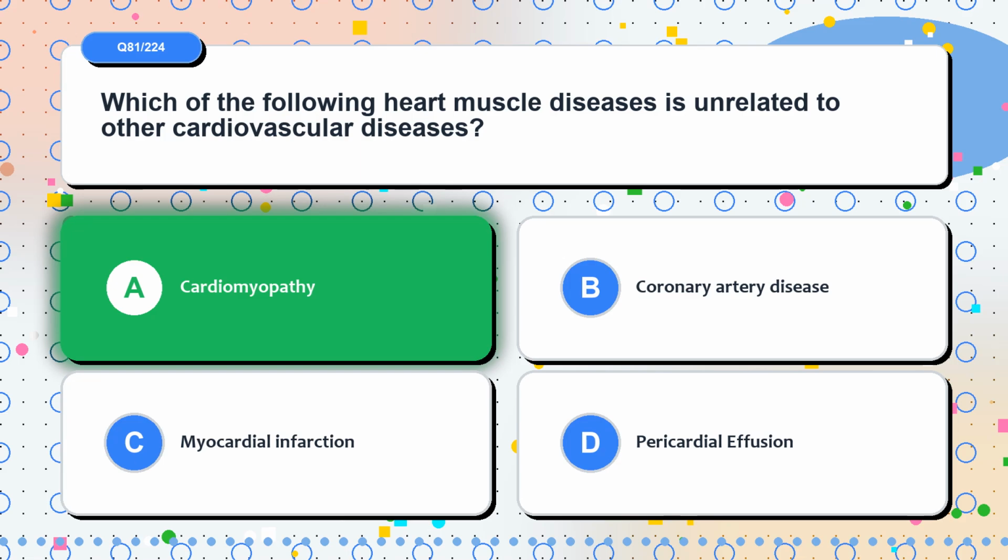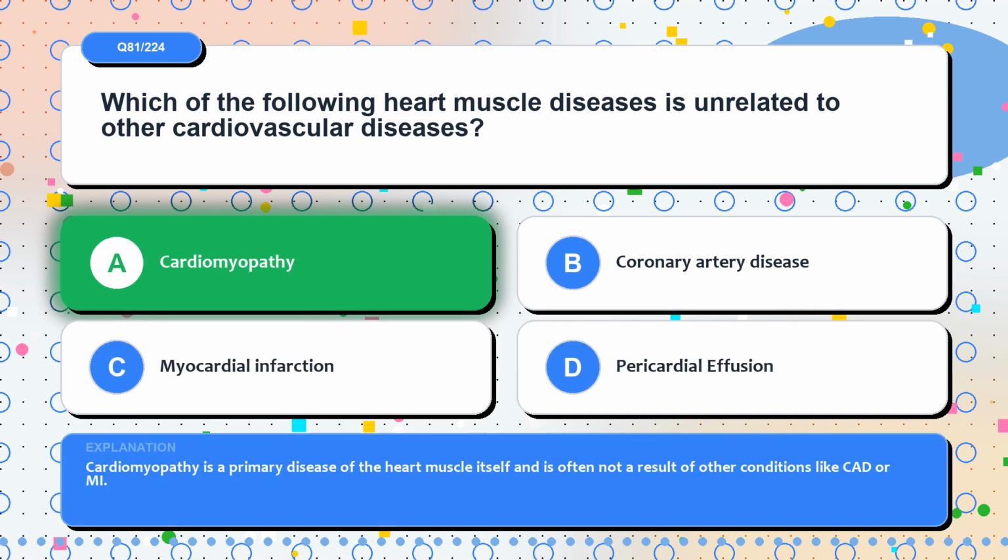The correct answer is option A. Cardiomyopathy. Cardiomyopathy is a primary disease of the heart muscle itself and is often not a result of other conditions like CAD or MI.